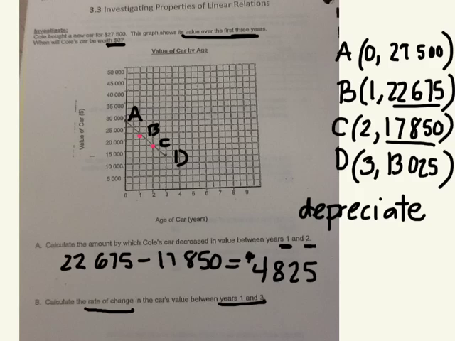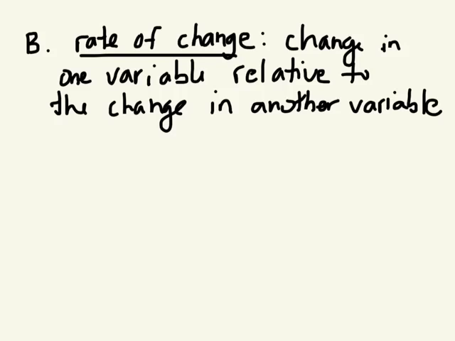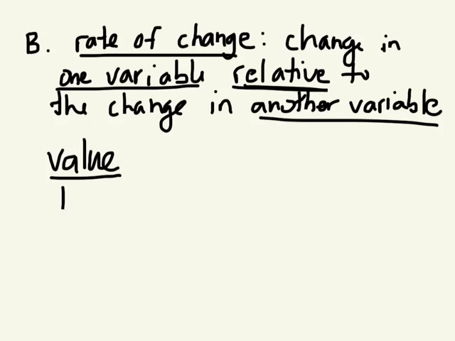What does rate of change mean? Rate of change, this is important, it's a change in one variable relative, that means in relation, relative to the change in the other variable. So what are the two variables here that we're comparing? Exactly, so we're comparing value over time, right? The value of the car, which is our y variable because it's on the y-axis, and the age in years, so time in years. So we need to figure out at what rate is it changing?